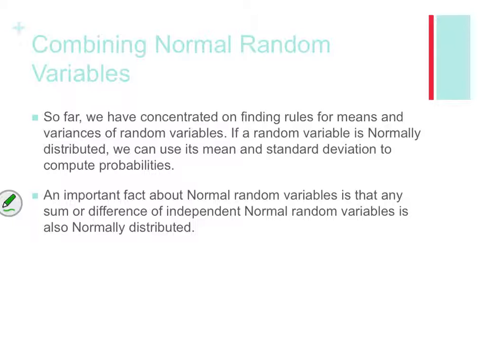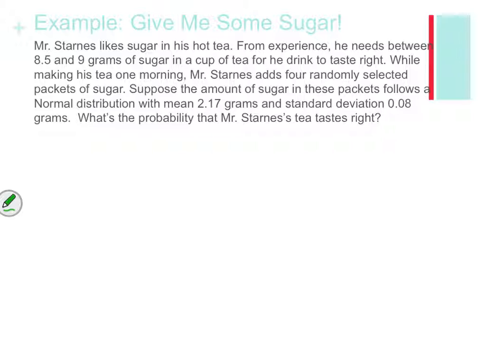Okay, so far we've concentrated on finding rules for means and variances of random variables. If a random variable was normally distributed, we can use its mean and standard deviation to compute probabilities. Nice and easy. An important fact about normal random variables is that any sum or difference of independent normal random variables is also going to be normally distributed. So we'll take a look at two quick examples and be done with this.